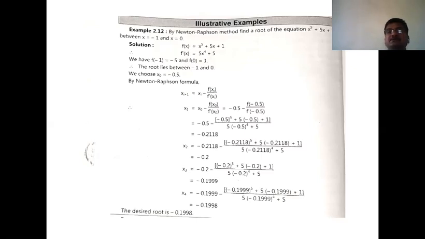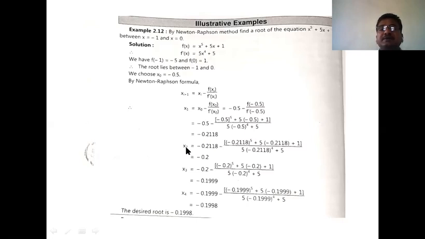So what is f of minus 0.5? Substitute x is equal to minus 0.5 in f of x. This is the calculation: 5 into minus 0.5 plus 1, divided by f dash of minus 0.5. Substitute x is equal to minus 0.5 in f dash x, so we have 5 into minus 0.5 raised to 4 plus 5. Using the calculator, we have the answer minus 0.2118, rounded up to 4 decimal places.